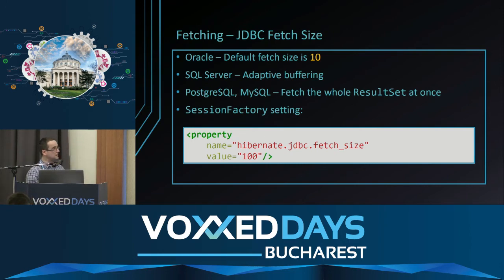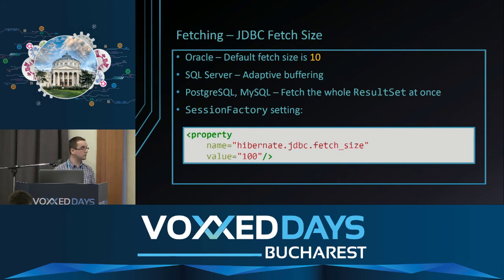Now, based on the database that you're using, that can be a problem or not. For instance, if you're using Postgres or MySQL, by default it will fetch the whole result set, so the fetch size doesn't really matter in this case. If you're using SQL Server, they adapt the way they do the buffering, so you don't have to set it because they will find an optimal way of fetching the result set. But the only place where it really matters is Oracle, because the default fetch size is only 10. So if you select, for example, 100 rows, it will have to make 10 round trips to the database.